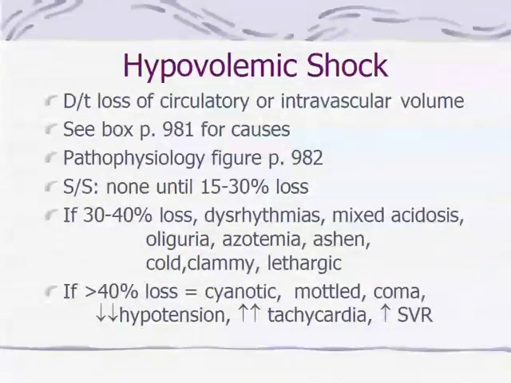You can lose up to 30% of blood volume and still have no symptoms except maybe restlessness, a little bit of restlessness. Between 30 to 40% loss, you're going to have dysrhythmias, mixed acidosis, oliguria, azotemia. They'll be ashen, cold, clammy, and lethargic. And remember, azotemia is an elevation of your BUN and creatinine, and oliguria is less than 400 milliliters a day out.